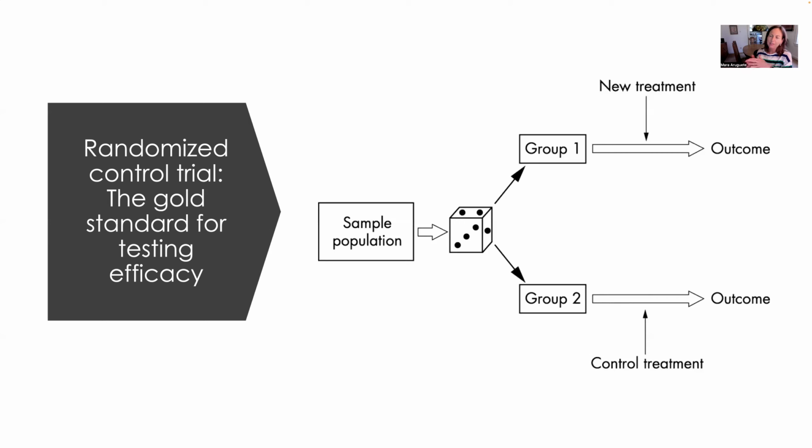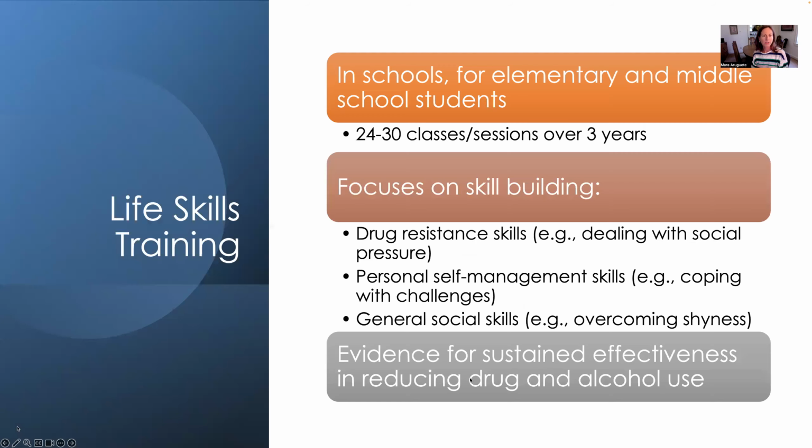So in the end, if the outcome comes out differently, if our treatment really did help, for example, delay substance use over the control treatment, then we know that it's not because of some other factor. Okay, so I'm going to talk to you about some programs that have been tested and that are looking really good in some randomized control trials.